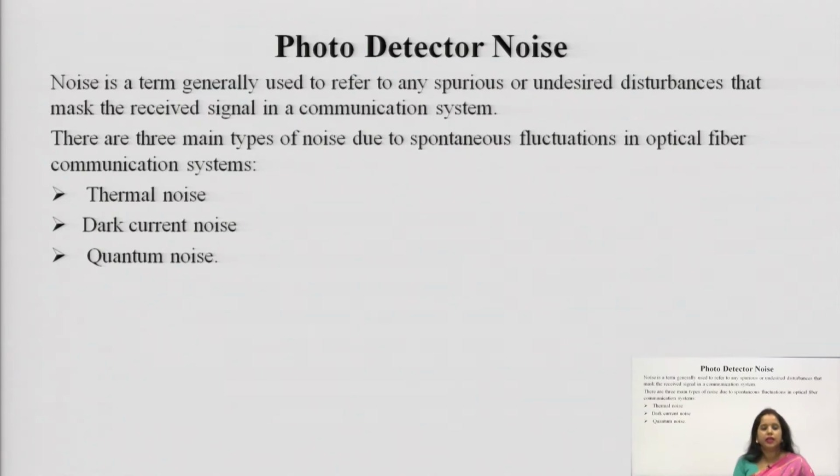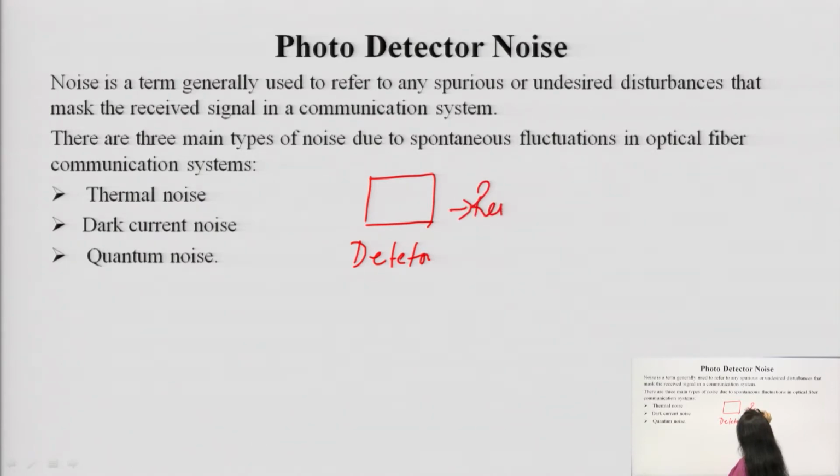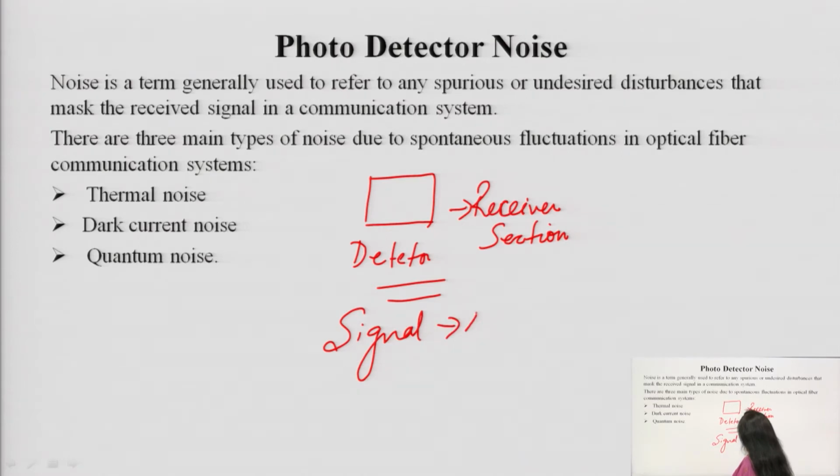Now we move to another aspect of the photodetector. We already know that noise plays a very important role in determining the output of any system. In the case of a detector, where is the detector placed? The detector is placed at the receiver section of the optical communication system, and at the detector section we have to distinguish between the signal received and the noise accompanying it.